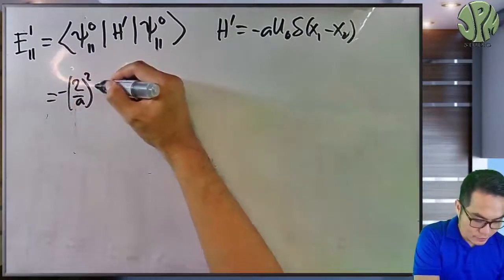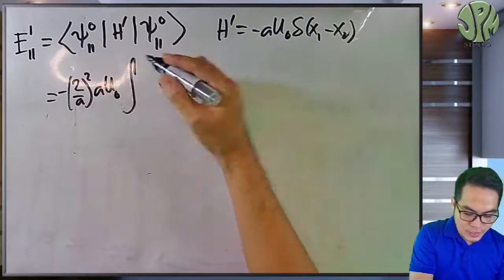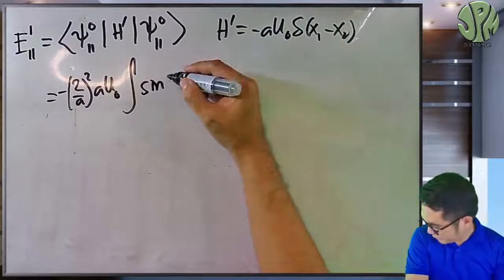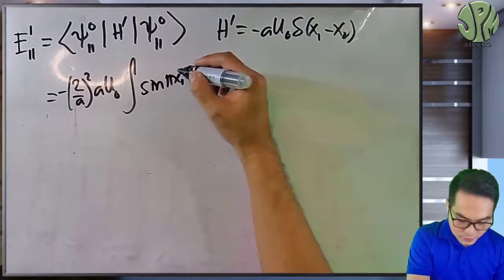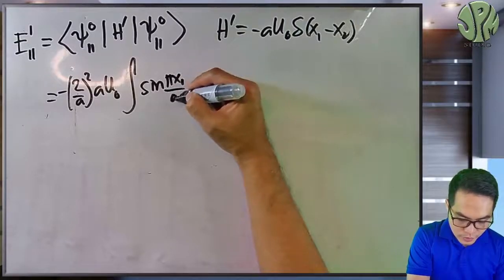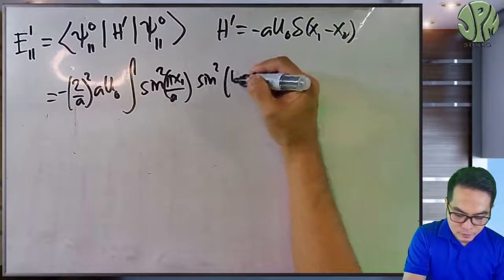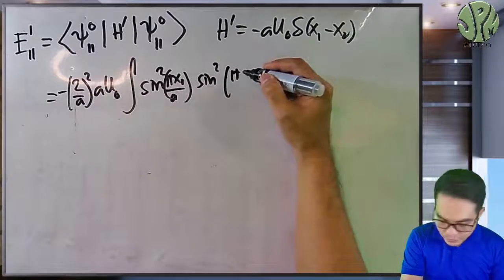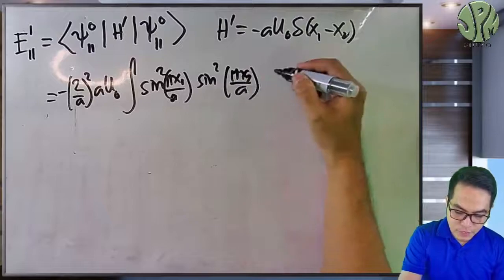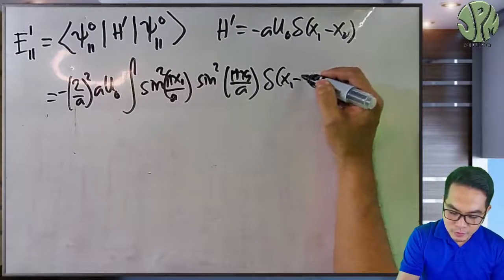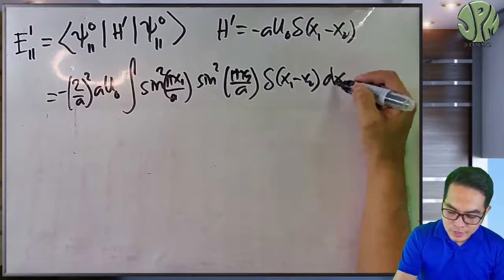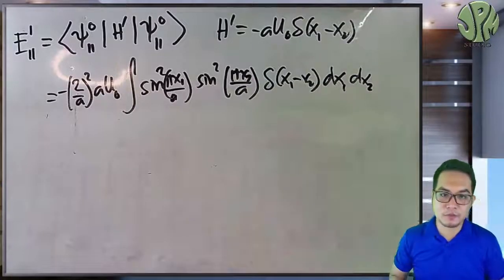And in the integral, you will have sine squared of pi x1 over A, sine squared of pi x2 over A, and then the Dirac delta function of x1 minus x2, with dx1 dx2.